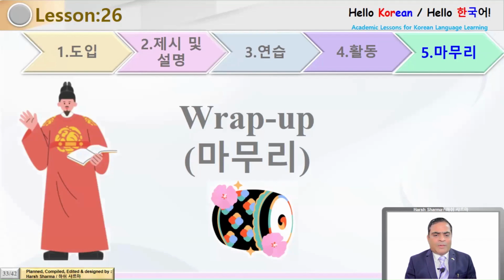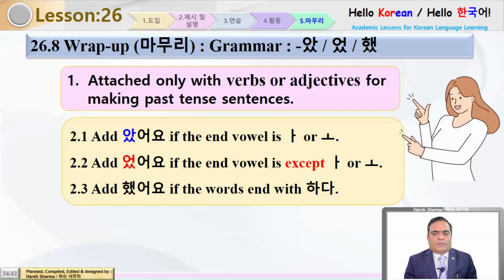Now it's time to do the wrap up. Summary is here. For past tense sentence making in the Korean language, we can use 았, 었, or 했. First point is, it is attached only to verbs or adjectives for making past tense sentences. See 2.1, add 았어요 if the end vowel is ㅏ or ㅗ. Add 었어요 if the end vowel is other than ㅏ or ㅗ. Add 했어요 if the words end with 하다. Clear, 여러분?